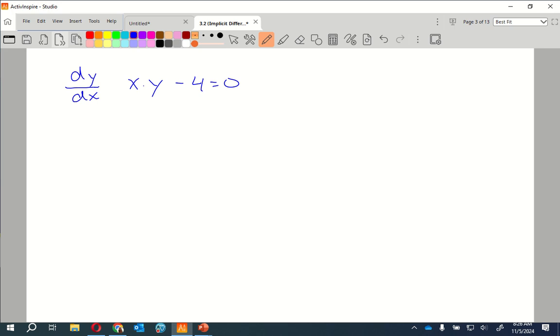x times y minus 4 equals 0. Okay, and there's a reason why I said it's x times y, right? So we're going to take the derivative of each item individually. Because this over here is x times y, that's going to be what rule? Very good, that's product rule. So I'm going to use that information.